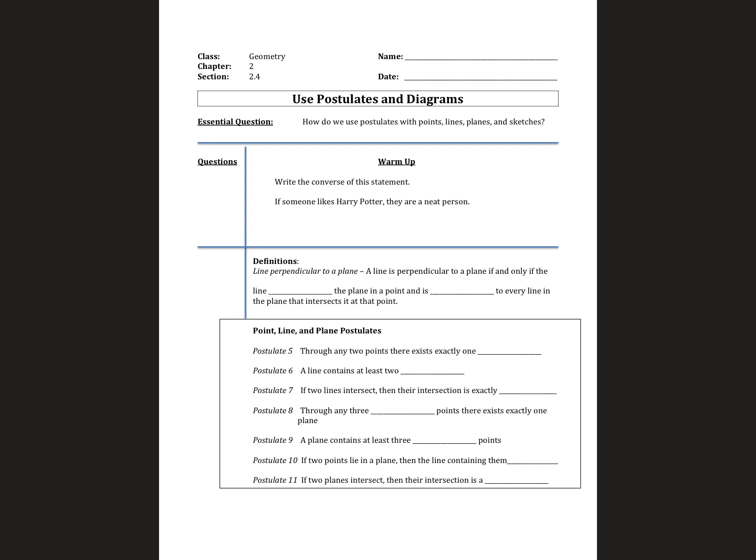We're continuing with 2.4, which is use postulates and diagrams. Our essential question is, how do we use postulates with points, lines, planes, and sketches? This whole chapter is about reasoning and logic and proofs, and in order to do some proofs, we need to know some postulates about certain shapes. This will be a way to do that.